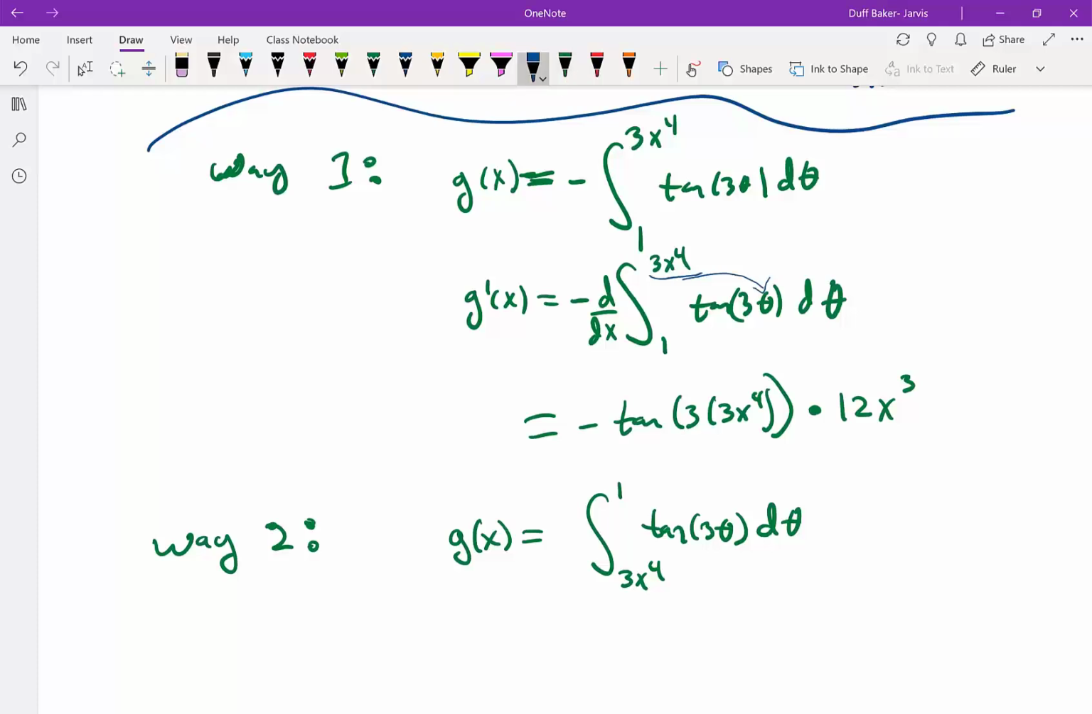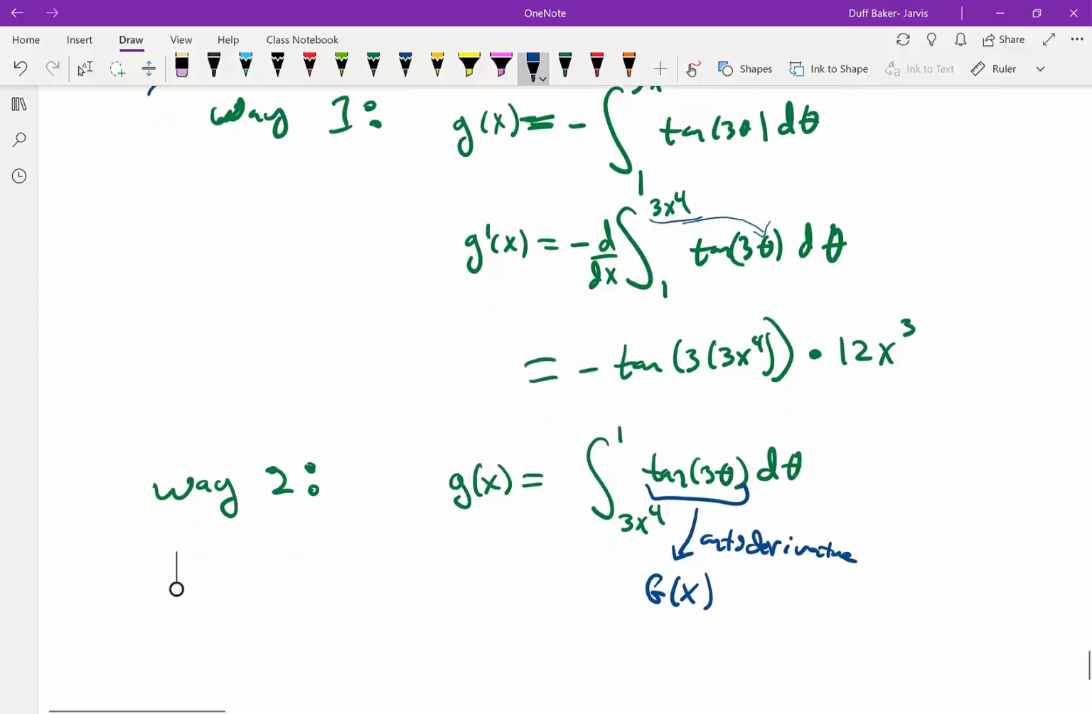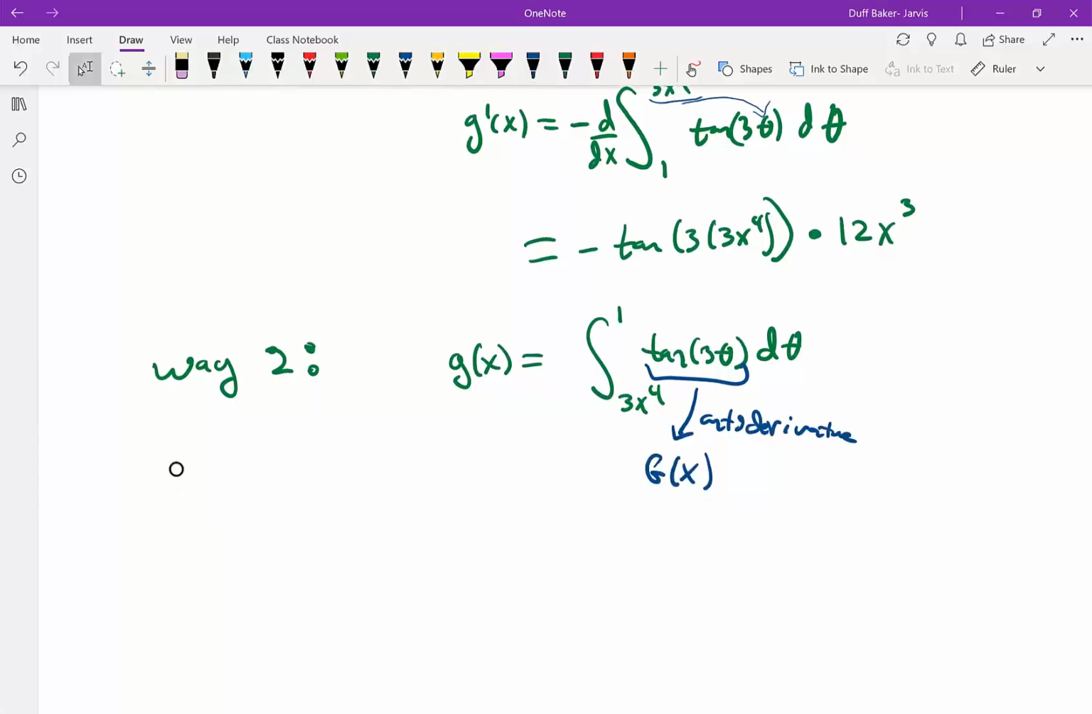So we can think of this part inside here as having some antiderivative. You probably don't know what the antiderivative of tangent is. It's something we haven't talked about. But it has one. I'll call it just capital G. Doesn't really matter what you call it. And so this whole thing is just going to be the antiderivative with the top plugged in minus the antiderivative with the bottom plugged in.